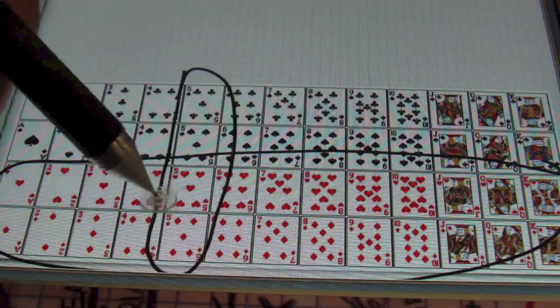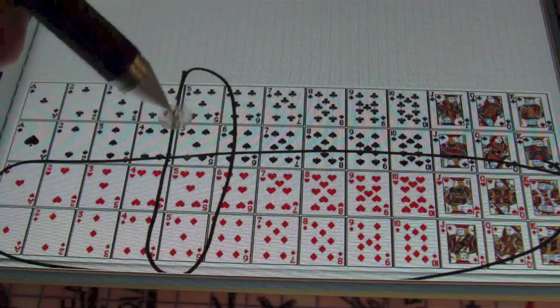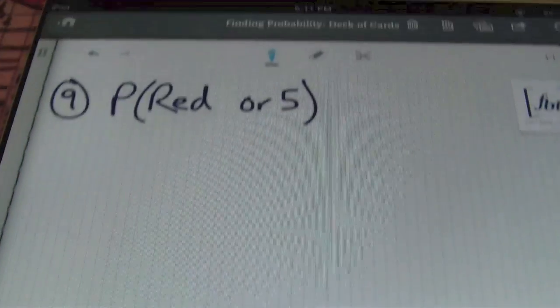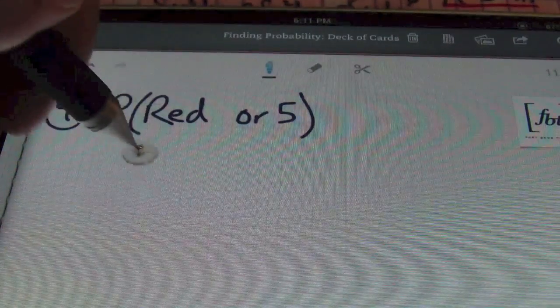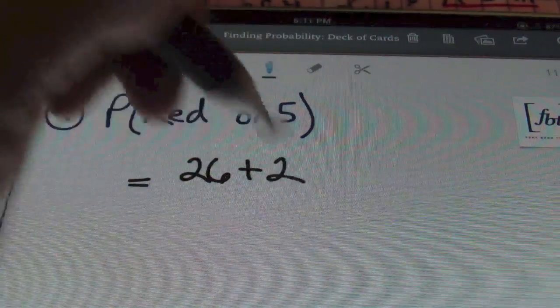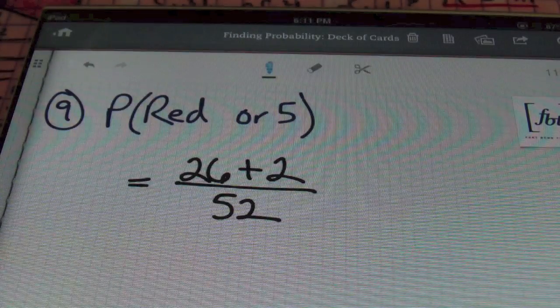Well, that included two 5s, didn't it? So I don't want to count that twice. I only need to include these two 5s that are left over from the spades and the clubs. So let's go ahead and set up our numerator here. What we want is 26 red cards plus 2 more 5s, all over our total 52 cards in a deck.